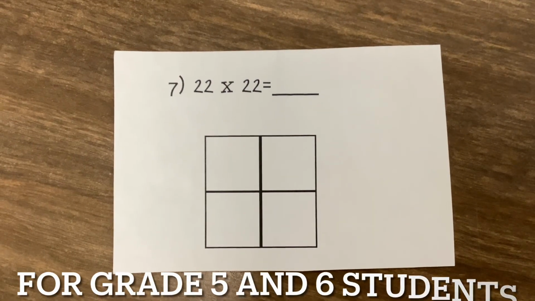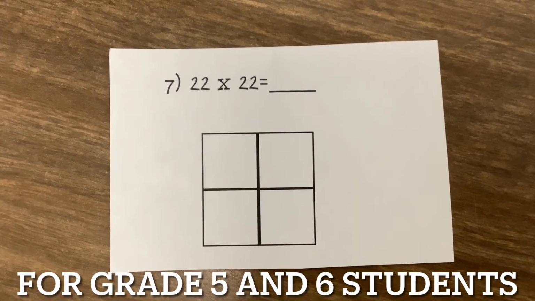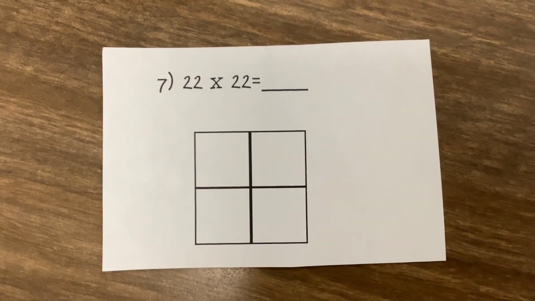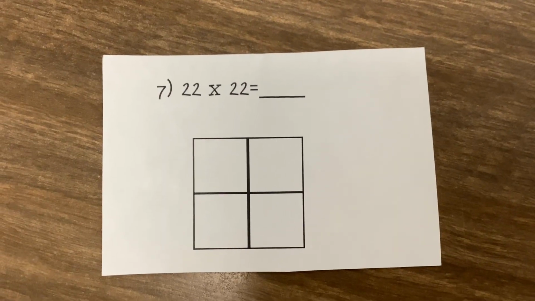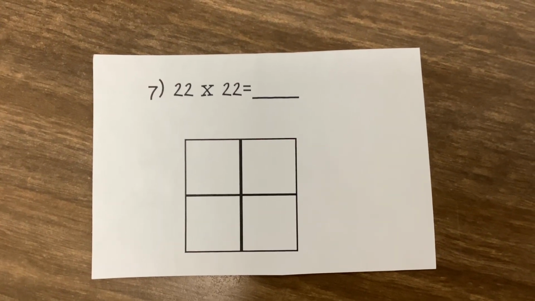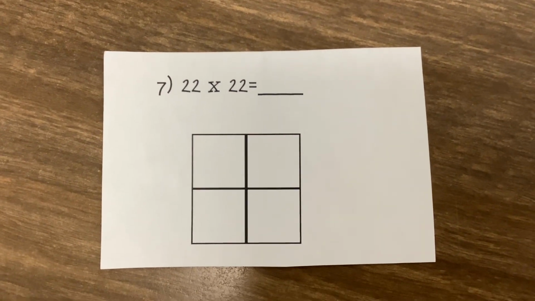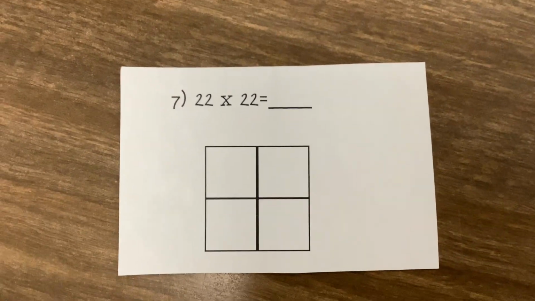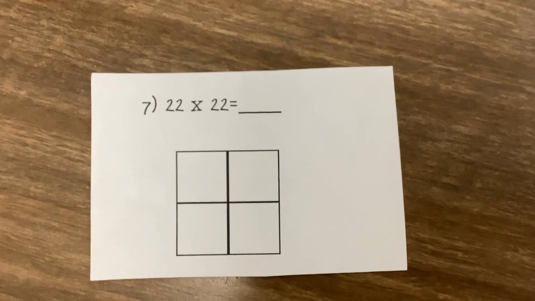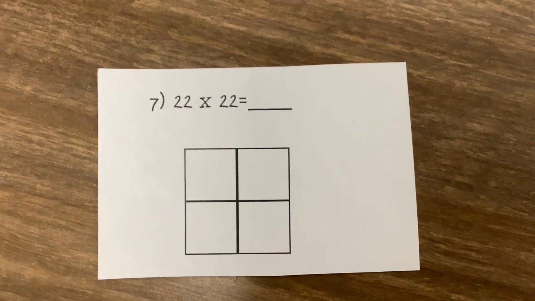So this is the example of one of the exit tickets that I've given to the students that are in my older class, so grades 5 and 6. So this one, they would fill in the area model and then solve it. It took only a few minutes, and this one wouldn't have been an overly complicated one for them.